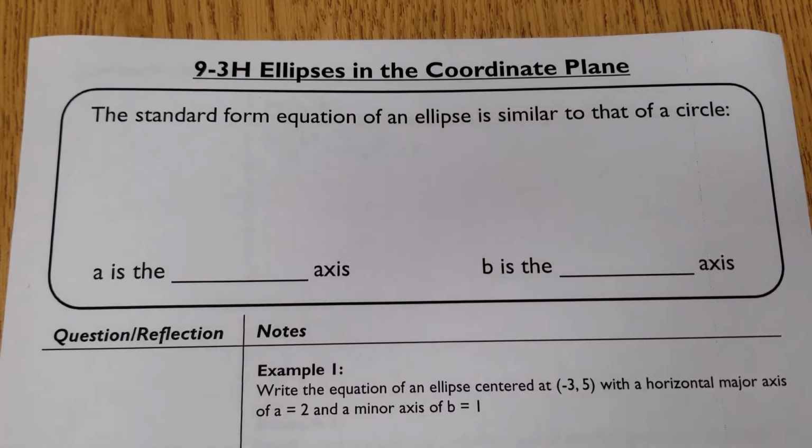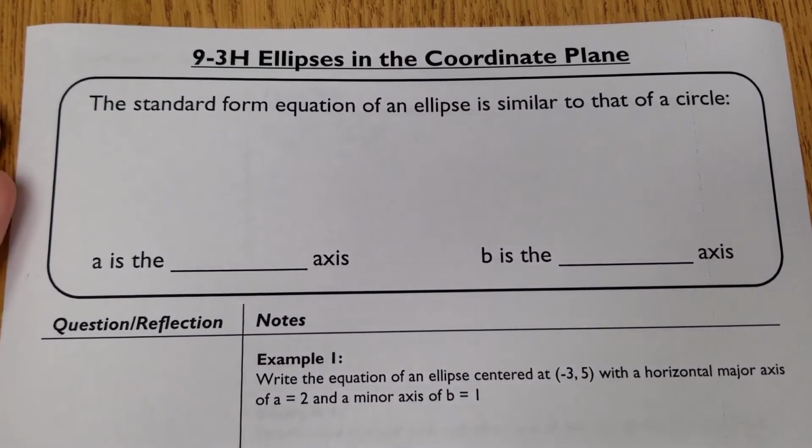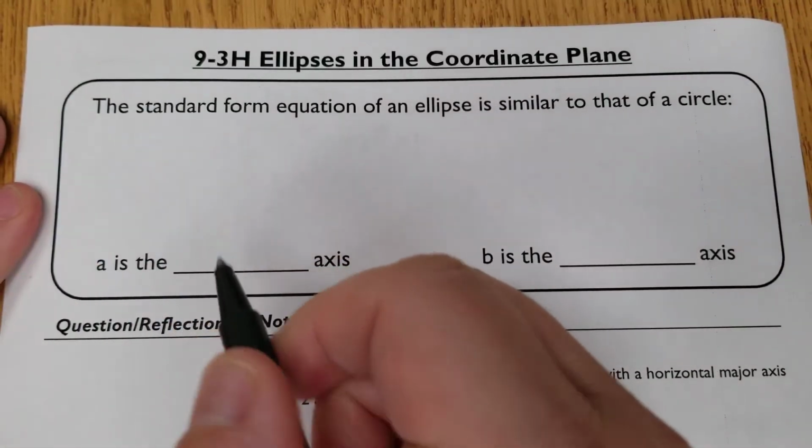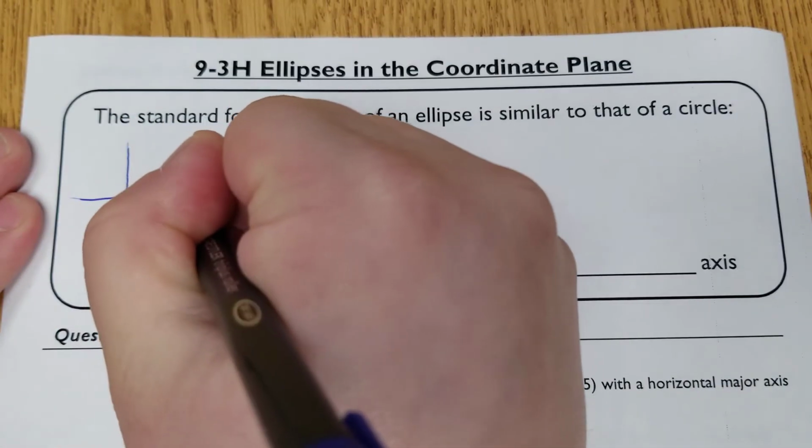Hello everybody. For this next section, 9.3, we're going to be taking a look at how we write the equation of an ellipse in the coordinate plane. And it's very similar to the equation of a circle because the pictures look very similar to each other. If you don't know what an ellipse looks like, there are two versions of this picture that we could see graphed.